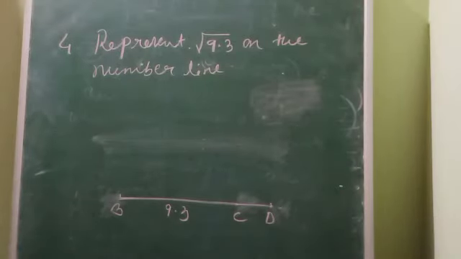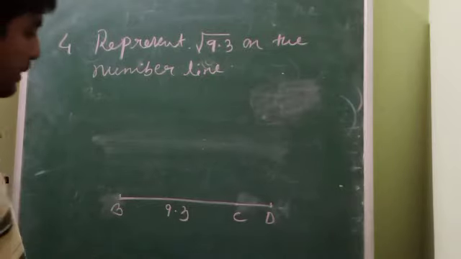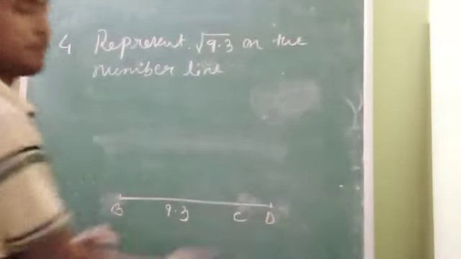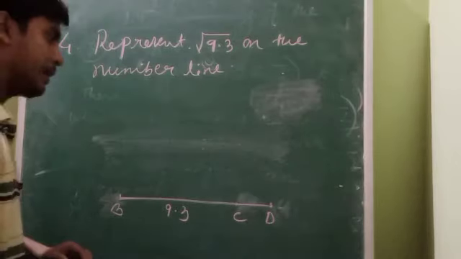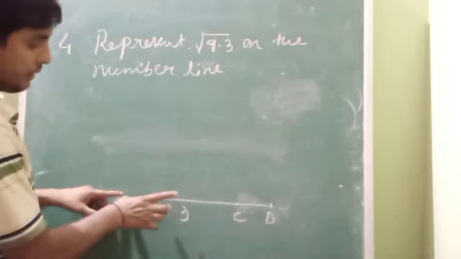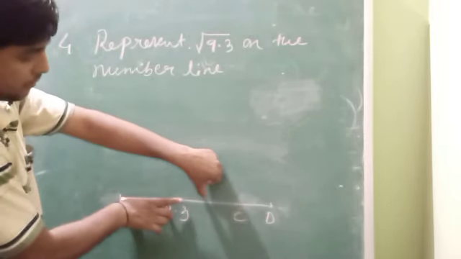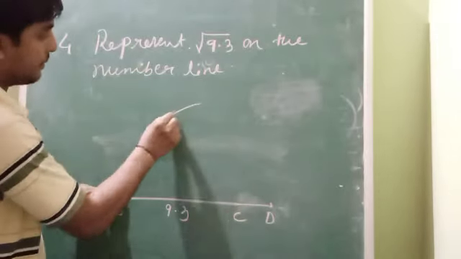Now, find the midpoint of BD. How to find the midpoint? Do you know? You have to draw a perpendicular bisector by using your scale, pencil and compass. Take a radius more than half of this line segment and draw an arc.